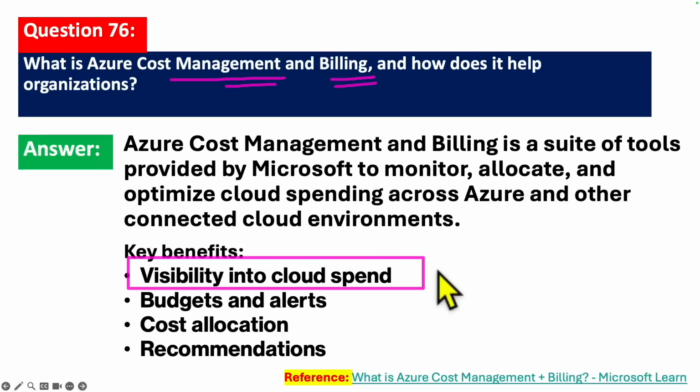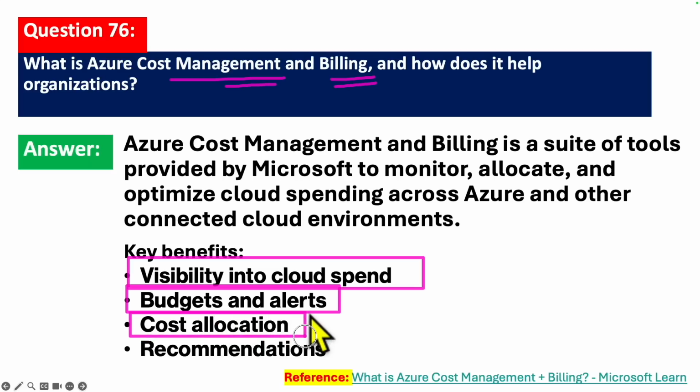First key benefit is visibility into cloud spending. Azure Cost Management and Billing provides you detailed insight into where the costs are being incurred, enabling your organization to understand their spending patterns much better. The next is inbuilt budgets and alerting mechanisms. This allows you to set up spending limits, and you will receive notification when certain thresholds are approached or exceeded. And this helps in preventing unexpected cost overruns as well.